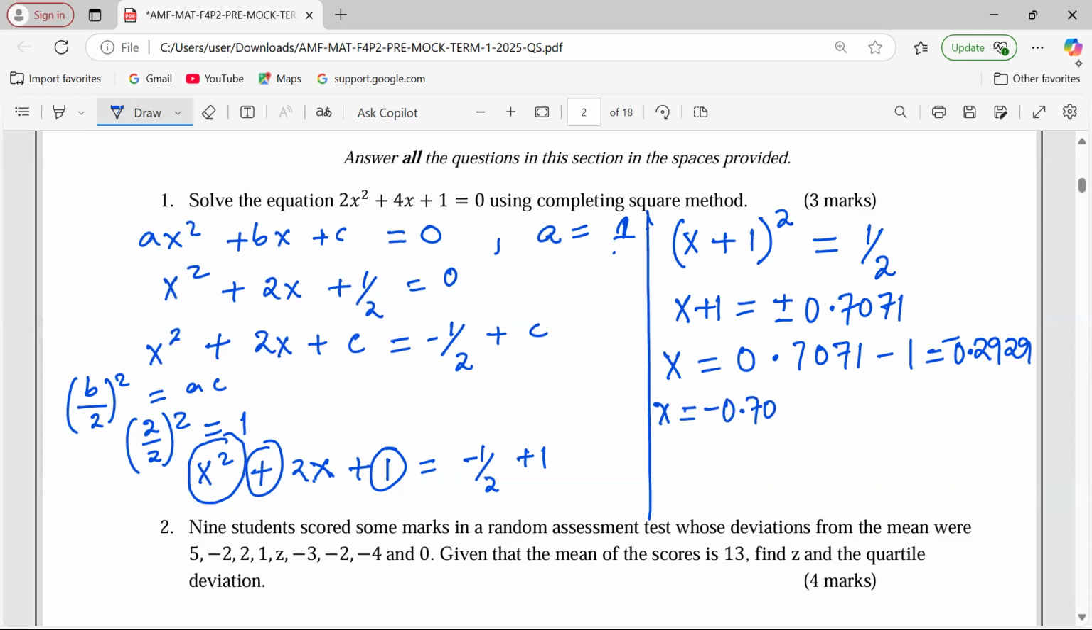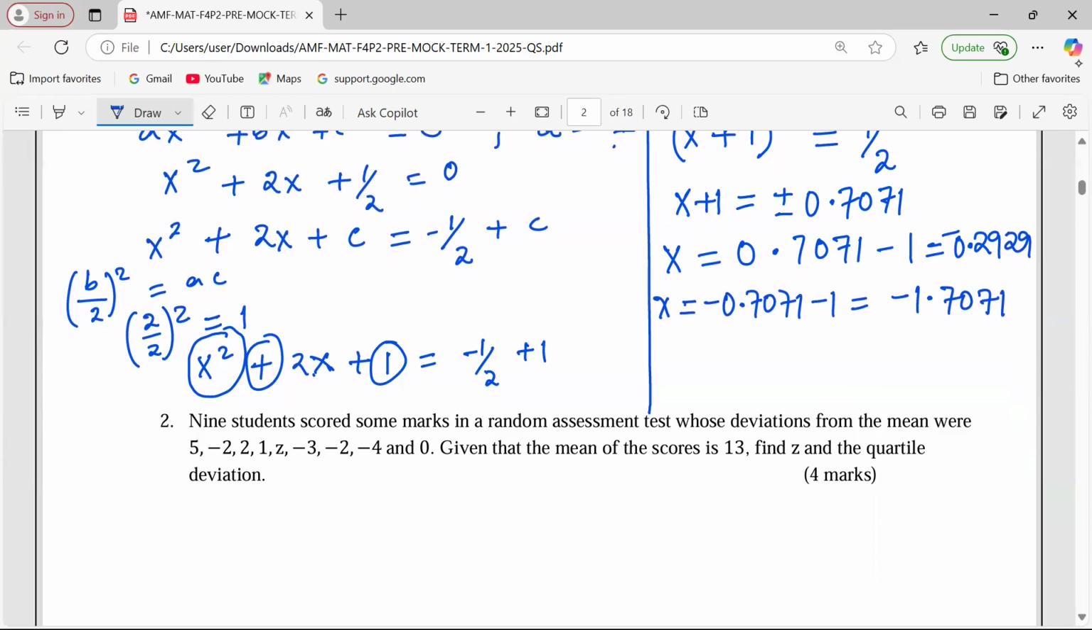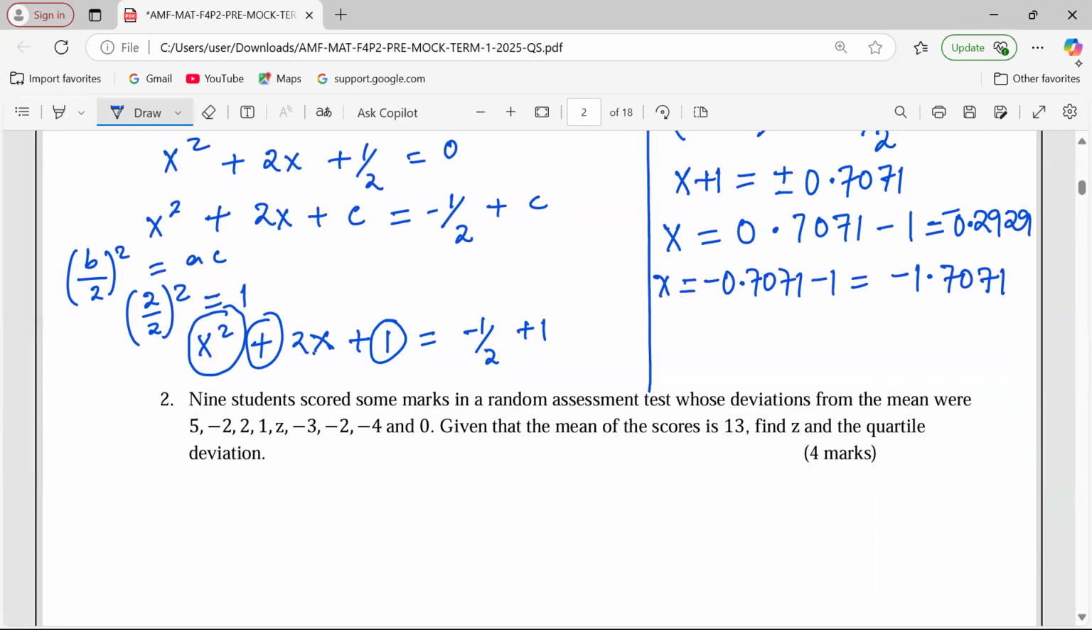of 7071. We also subtract 1. This will be negative 1.7071. So those are the two possible values of x. We proceed to number 2, which is a question on statistics.